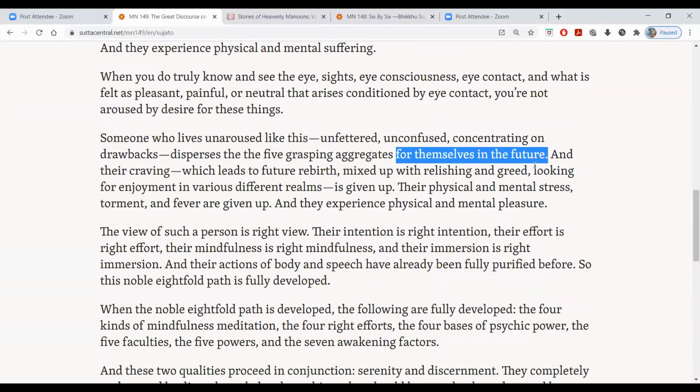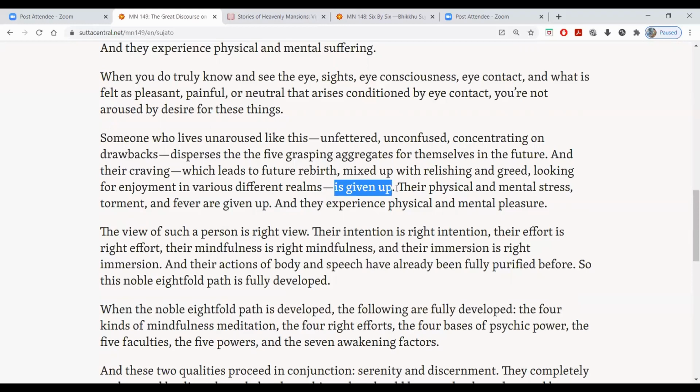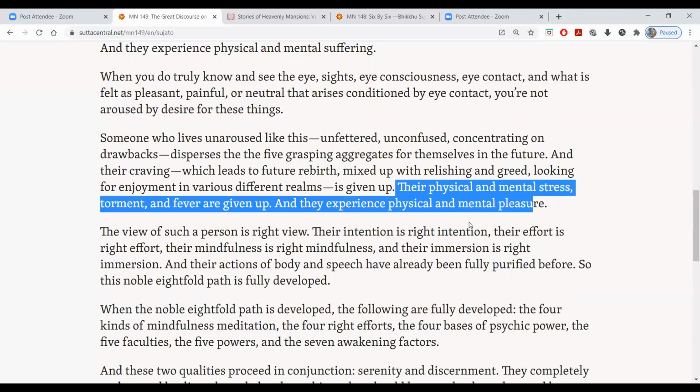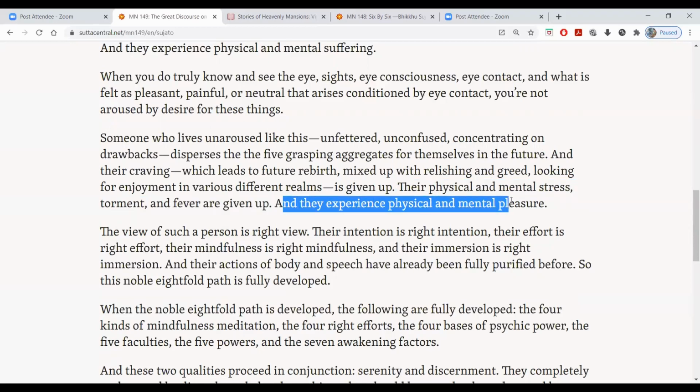We had these five things: form, feeling, perception, thoughts, consciousness. And we suffered immensely. We experienced unexplainable pain and suffering and misery. But now what happens is the five grasping aggregates disperse for themselves in the future. And their craving is given up. See here, given up. Their physical and mental stress, torment and fever are given up. And they experience physical and mental pleasure.